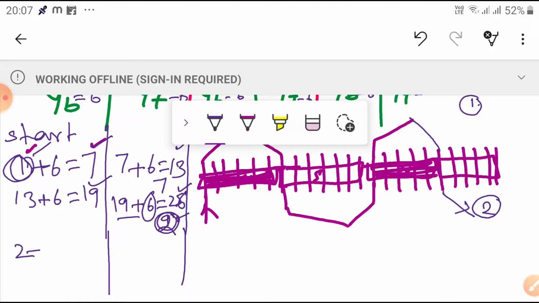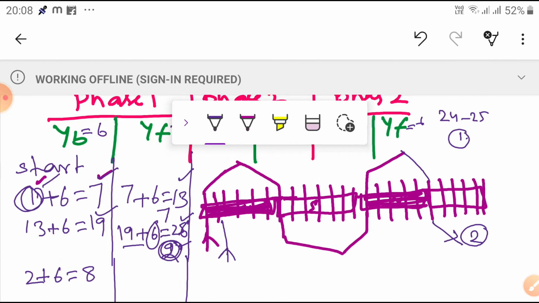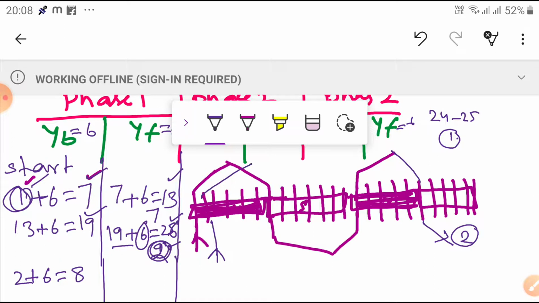2 plus 6 is 8. 8 belongs to my slots. Now once again we connect here. This should be connected to 8. Now 8 plus 6 is equal to 14. Yes, 14 is also my slot. Going to connect here, the 14.